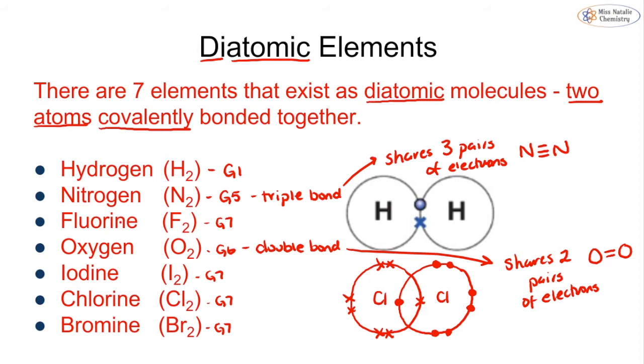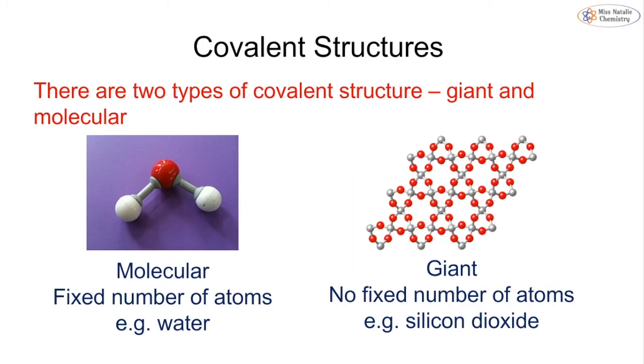As I said, you're not expected to draw a dot and cross diagram. It's just important that you do know these, because these can come up when we draw or we write equations, and you have to know that these are 2 atoms bonded together. So now we're going to move on to talk about the different types of structures that we can have.